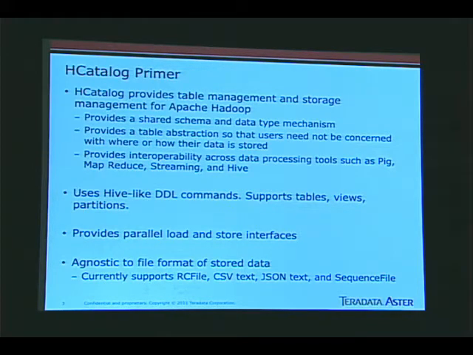It provides parallel load and store interfaces. So it's not just a way of defining where your data is, but it also gives you methods to access that data in a parallel way across your nodes. And it's agnostic to the actual file format of the stored data. You can plug into HCatalog any sort of file format you want to. You just have to write the appropriate converters. It currently supports these file types in its first release, and it'll support everything else coming forward.